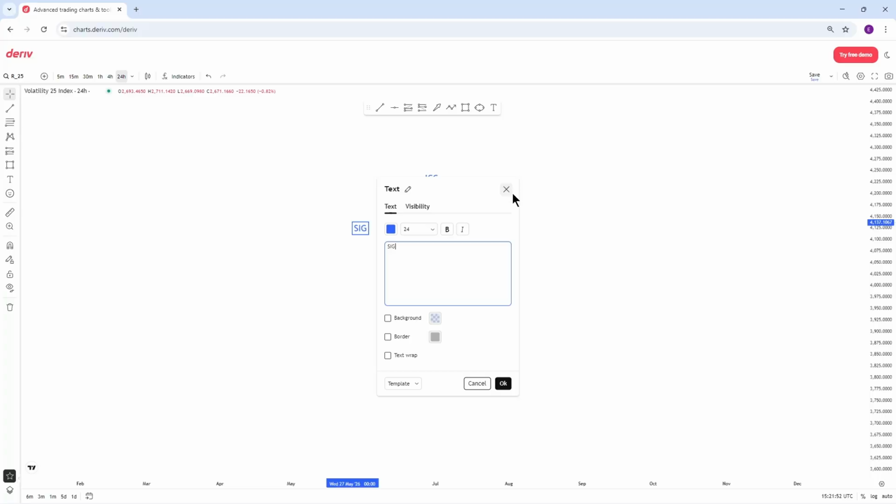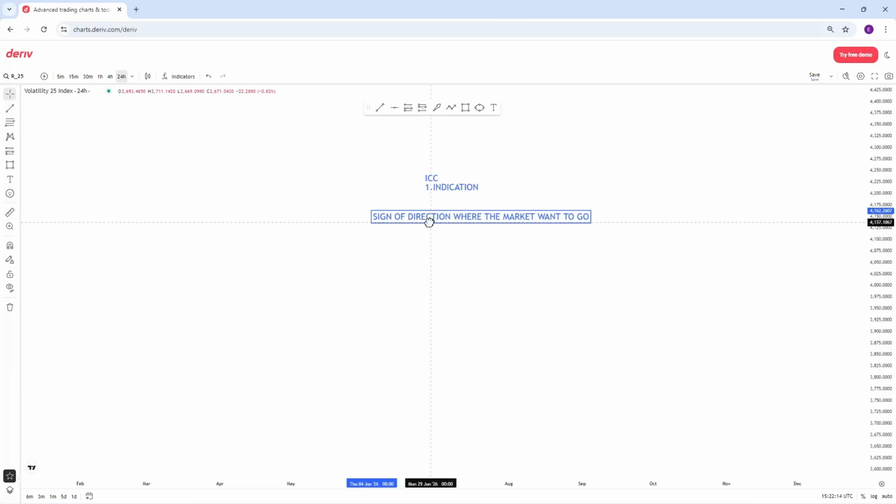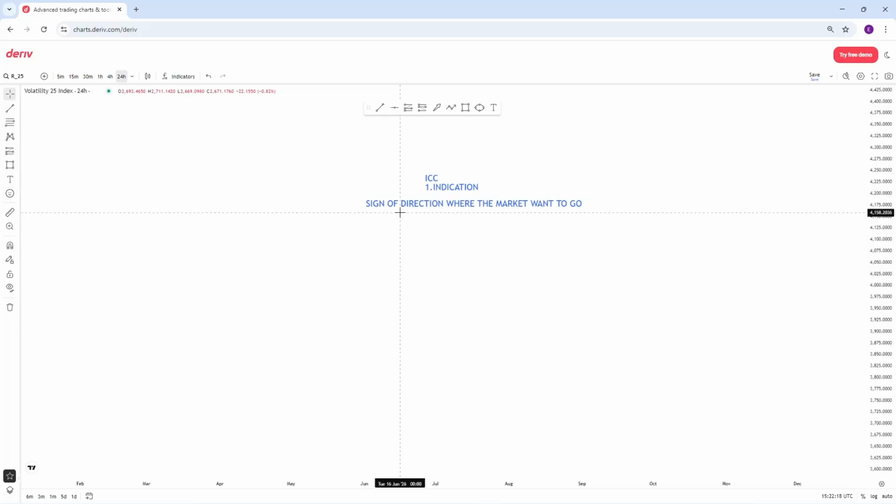Indication is just a sign of direction where the market wants to go, right? This is indication, a sign of direction where the market wants to go.